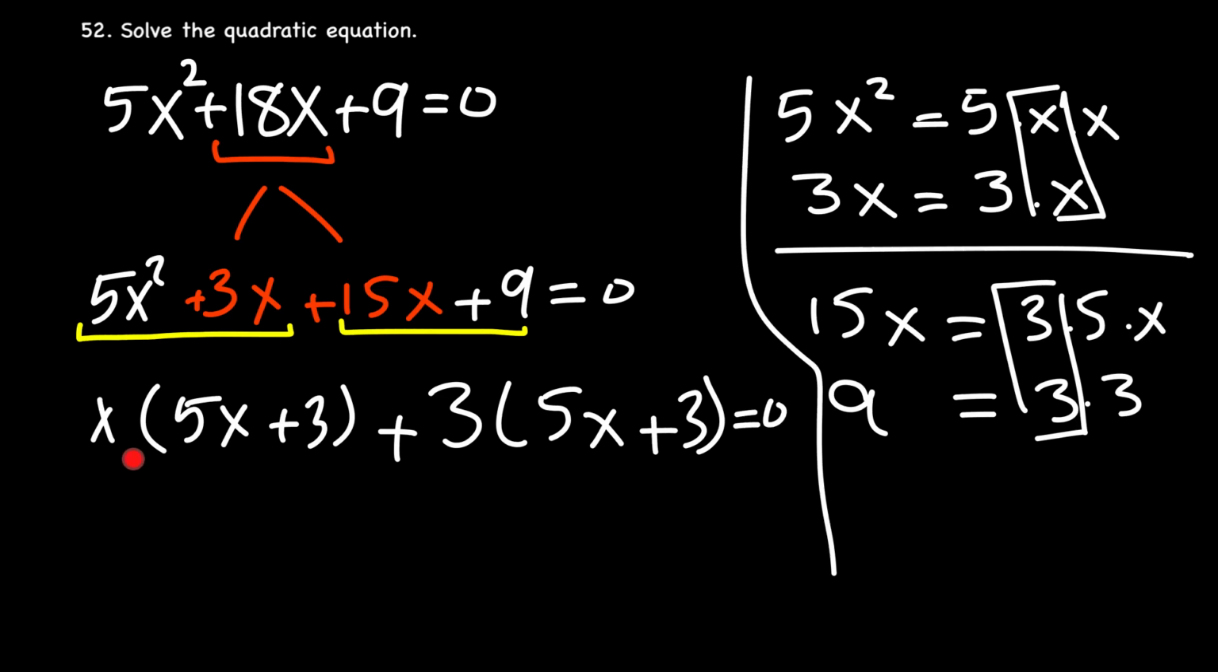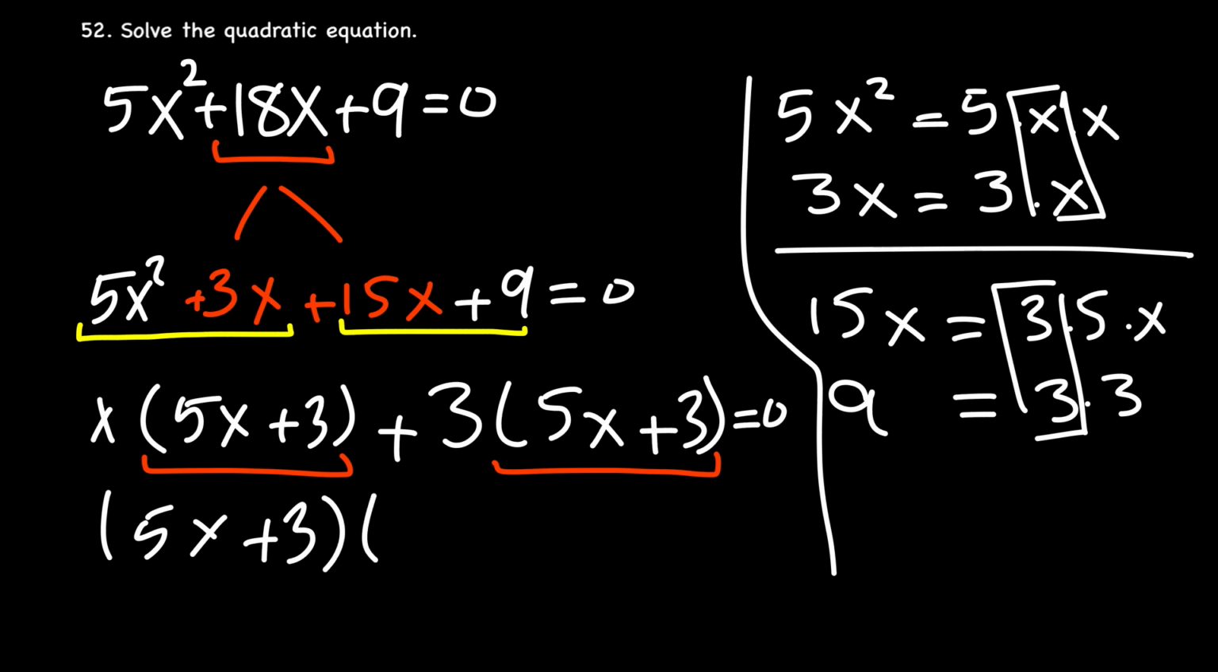Now, at this stage of the solution, if you see two parentheses with the same numbers and values, then you are on the right track. If not, then you have to go back and check your numbers. From here, we can take 5x plus 3 as the greatest common factor. So we will have (5x plus 3), and the other factor will be whatever is left, which is (x plus 3). Of course, this should equal 0.